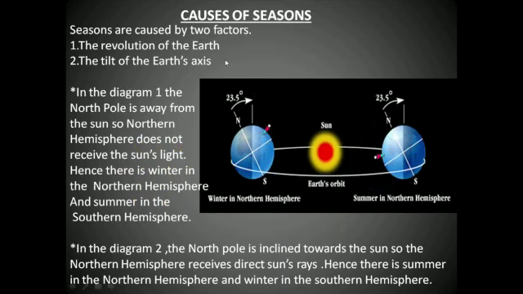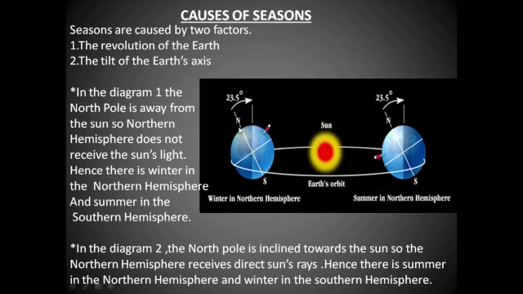Now, what are the causes of seasons? Seasons are caused by two factors. First, the revolution of the earth. Second, the tilt of the earth's axis. Here in this image, we can see the sun and the earth. The earth has two poles, that is North Pole and South Pole. These are connected by an axis.